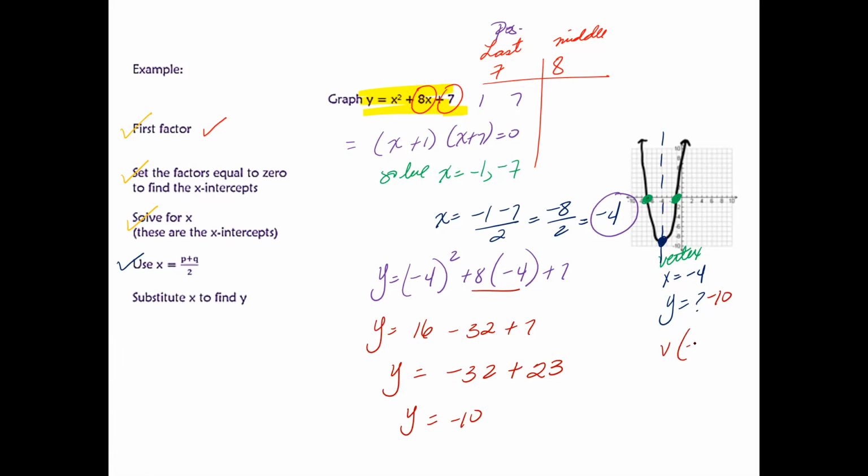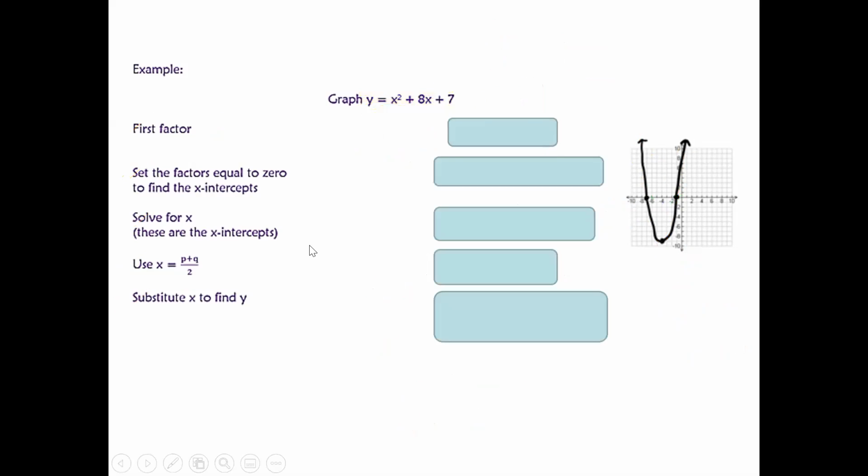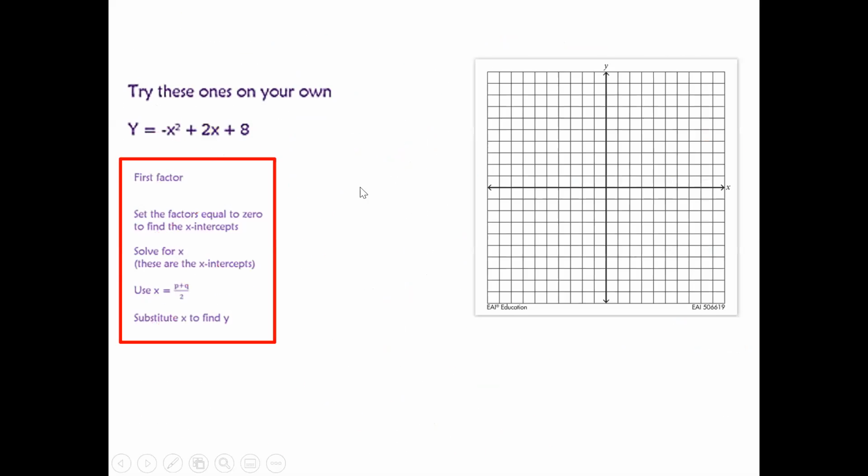So that's it. Your vertex is at negative 4, negative 10. If you look at it, I'm going all the way down to negative 10. That's your vertex. And the last thing that you do is connect the dots and draw your parabola. And that's how you find and graph this. So let's go ahead and take a look at the next part. We're going to do one on our own.